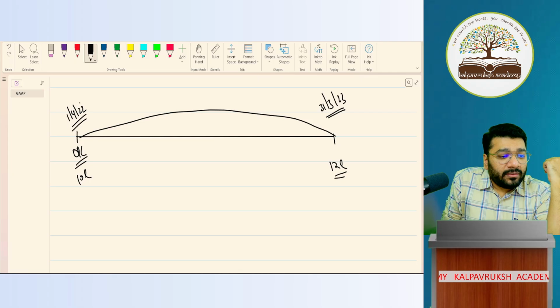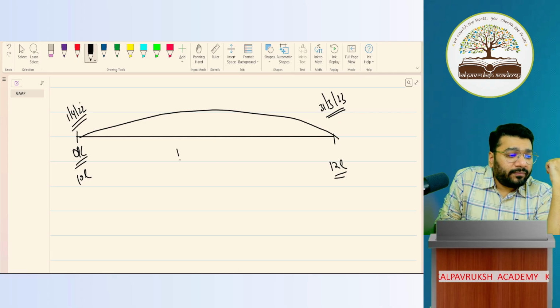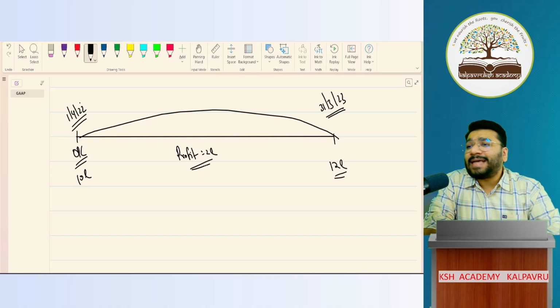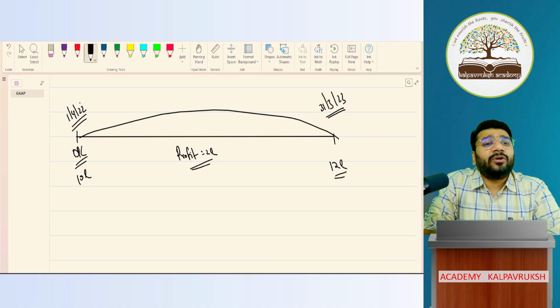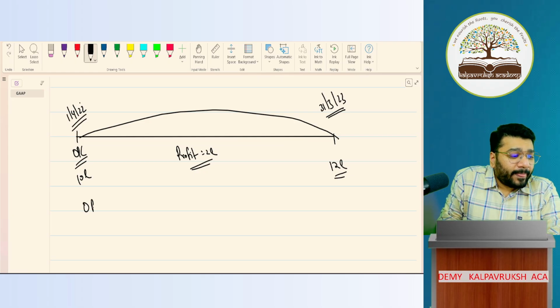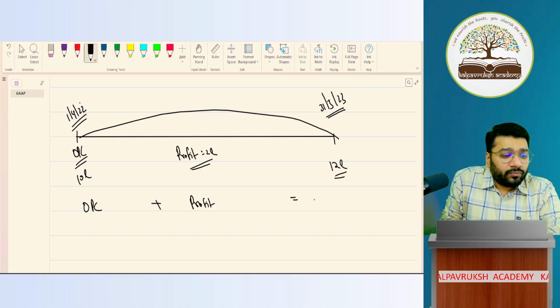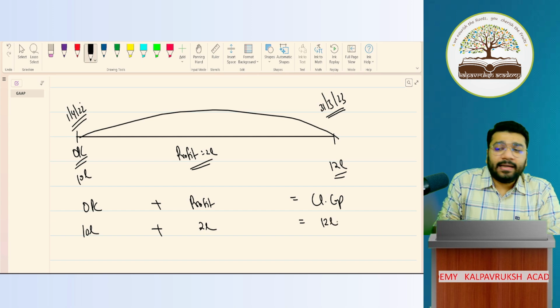During this period, the business has made a profit of 2 lakh rupees. And we know that profits are always added to the capital. So can I say opening capital plus profits is equal to closing capital? Opening capital 10 lakh plus profit 2 lakh. Closing capital 12 lakh. Any difficulty?